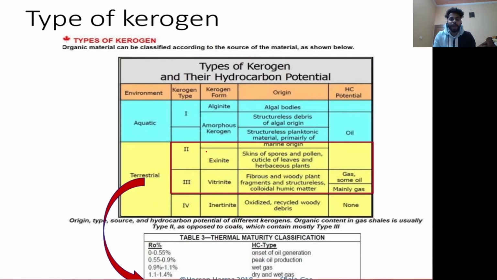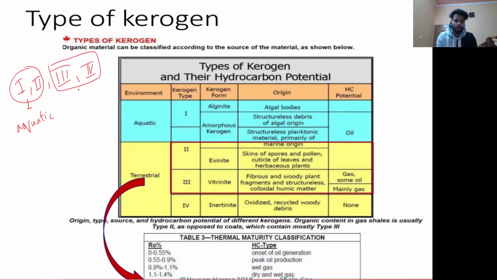Now coming on to the types of kerogen, we have basically four types of kerogen: type 1, 2, 3, and 4. Type 1 and 2 are formed under aquatic condition, and type 3 and 4 are formed under terrestrial condition. So based on the type of condition under which they have formed, we define the type of kerogen system.